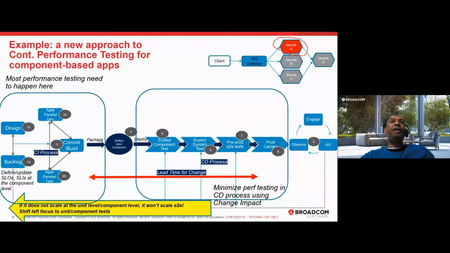We're trying to validate component A, because why? If it doesn't scale at the component level, guys, it will not scale at the overall level, right? So focus on component-based testing, and I'll show you how to minimize the end-to-end testing.